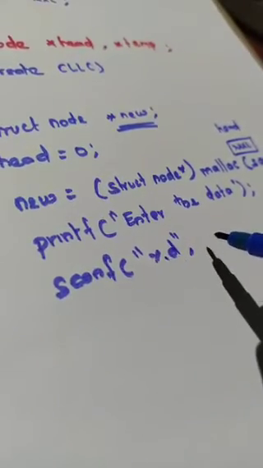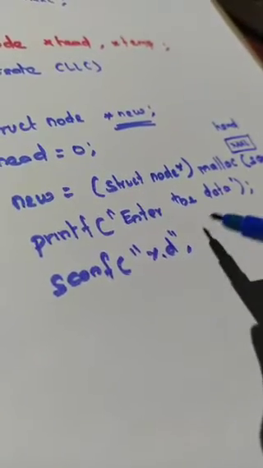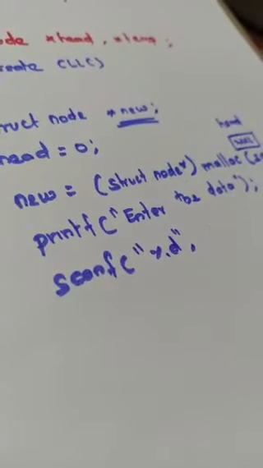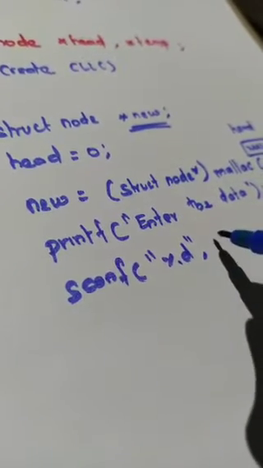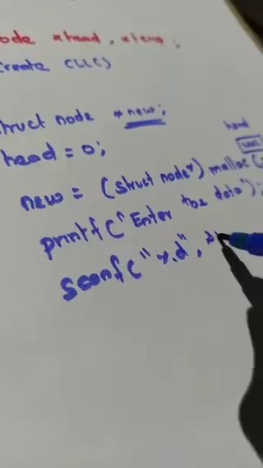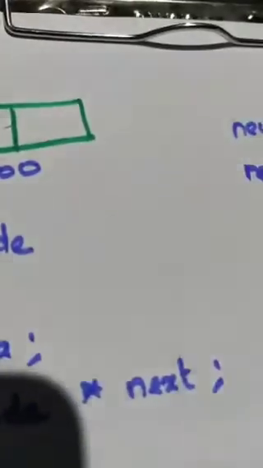So my data is integer, so I am using %d. Then where I have to store it? Inside new, new data. So this is the data field and this is the address field. Okay, so new data.